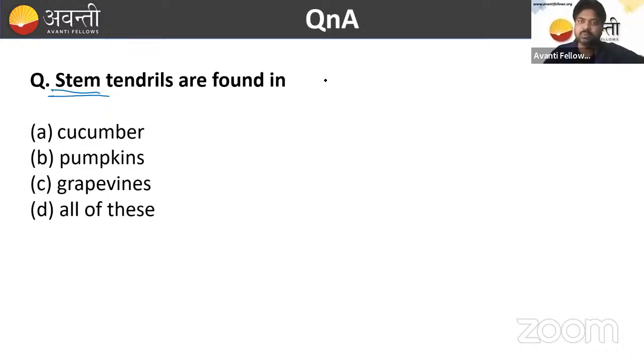Okay, in this poll they ask about the stem tendril. That means there are several types of tendrils. One is the stem tendril, and the next is the leaf tendril. They ask about the stem tendril. That's why all the examples, cucumber, pumpkin, and grapevines, contain stem tendrils. That's why option D is the correct answer.